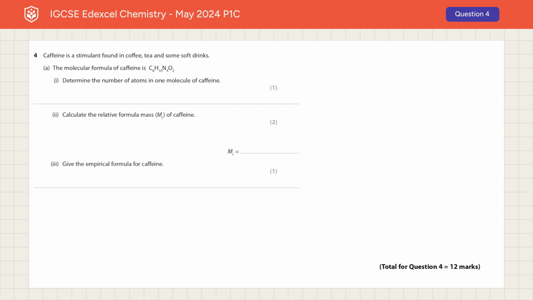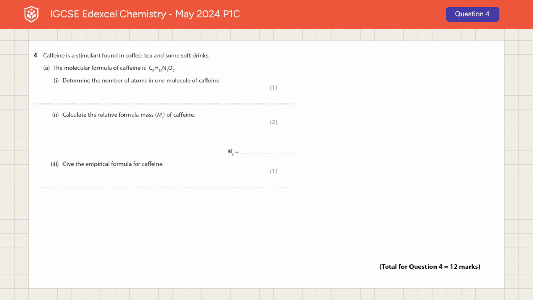Question 4 is a great question that contrasts different types of bonding using caffeine and calcium bromide. First, you have to understand the basics for caffeine. Let's do a recap of molecular formulas together. It is the chemical formula of a molecular compound that shows the kinds and numbers of atoms present in a molecule of the compound. Caffeine's molecular formula is C8H10N4O2.